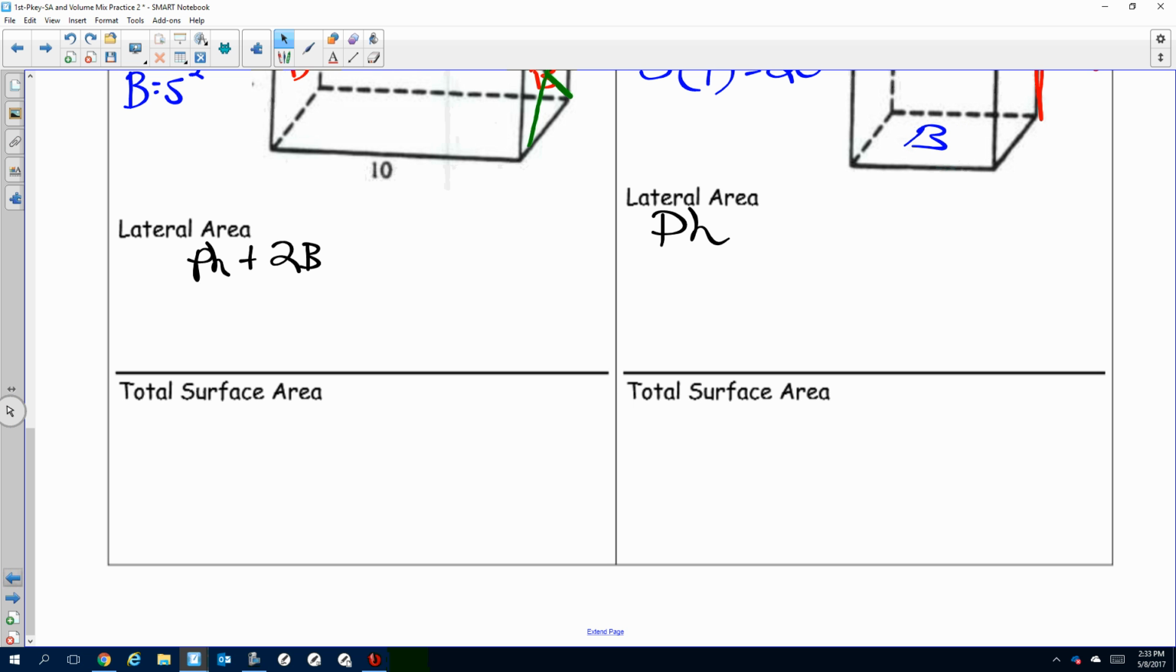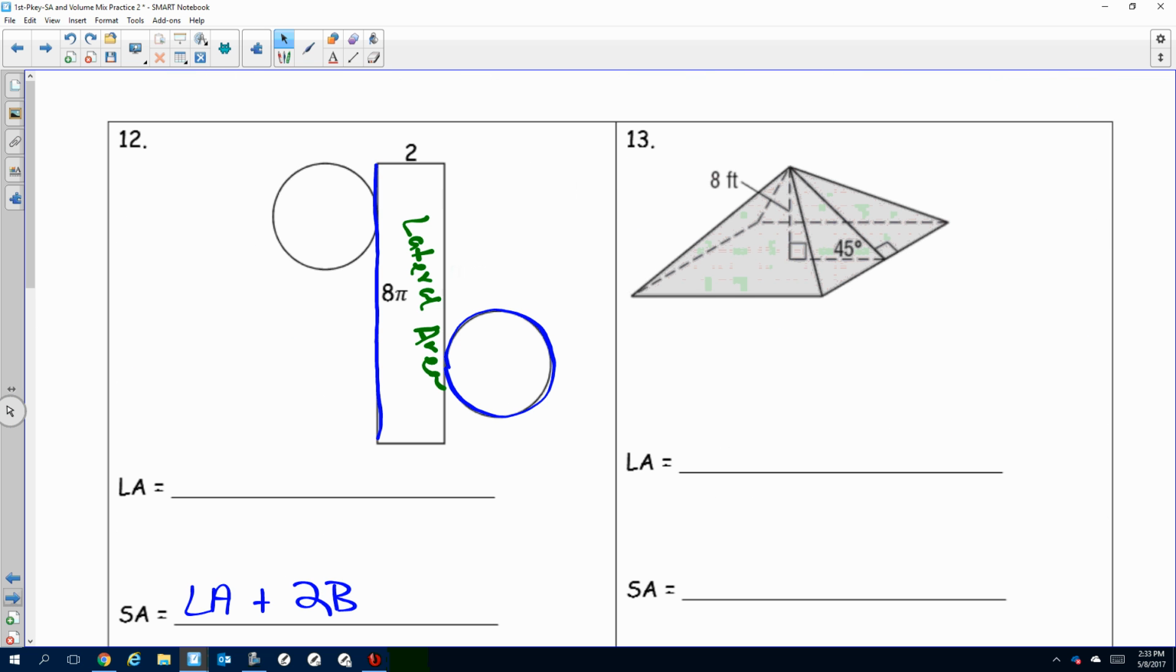When you get to this next section here, you're going to have to recognize that the rectangle of this cylinder is the lateral area. So I went ahead and labeled that. Your bases are your circles here. If you're going to find the area of a circle, you're doing pi r squared. The part that's missing, and I'm going to draw it here, would be your radius. You're missing that.